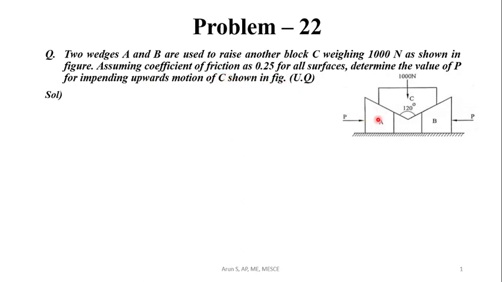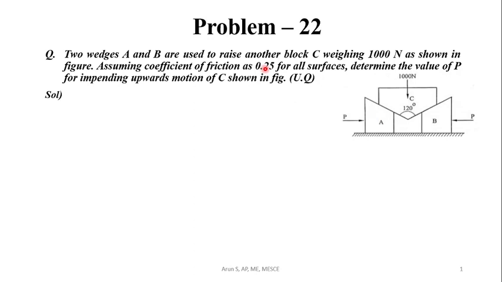The two wedges A and B are used to raise block C of weight 1000 Newton, and we have to find the force P. We will apply the minimum force P so that we can lift the block C in the upward direction. And then we have a question.